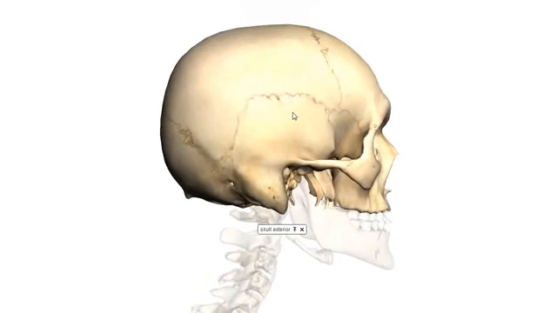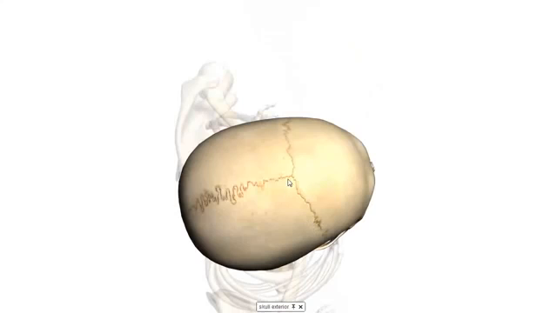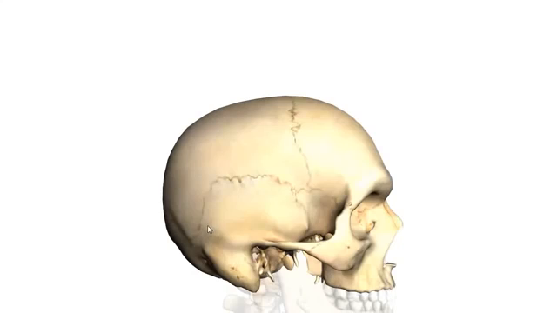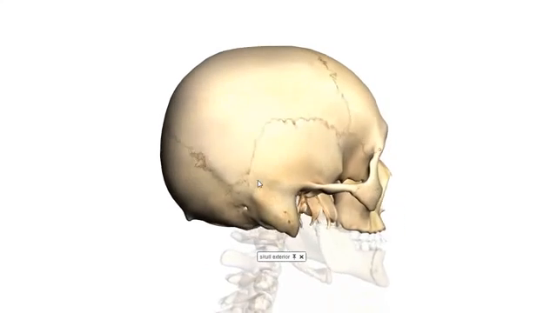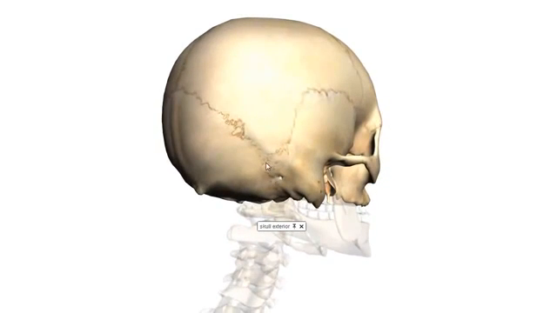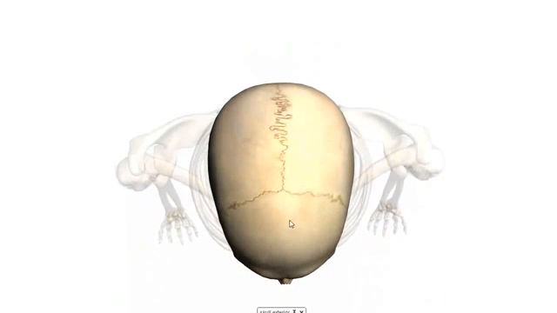So that's 8 sutures I went over. The main ones you need to know are the coronal, sagittal, lambdoid, and squamous suture. And then you've got the sphenoparietal suture, the sphenosquamous suture, the parietomastoid suture, and the occipitomastoid suture. So just a few more things to point out, and you'll hear these names thrown around.